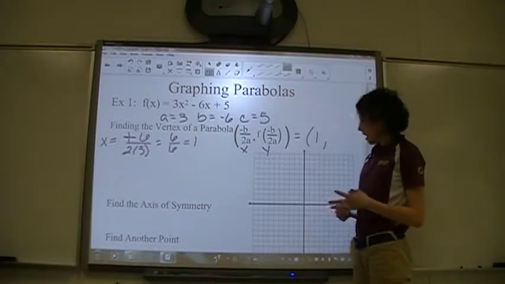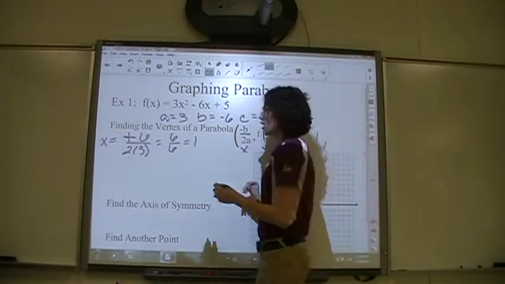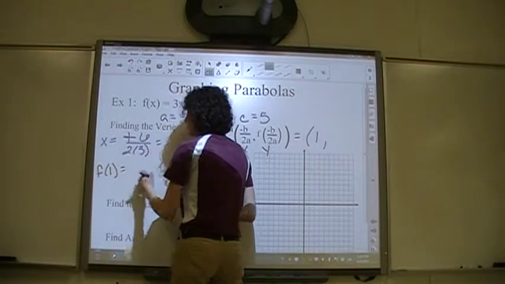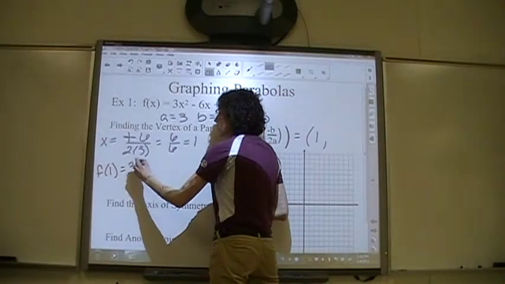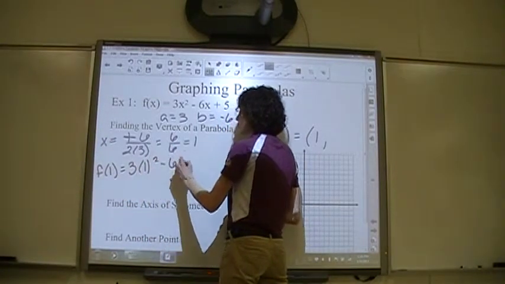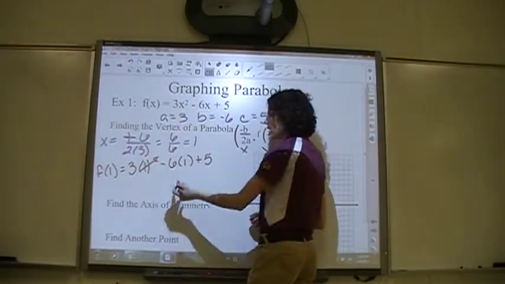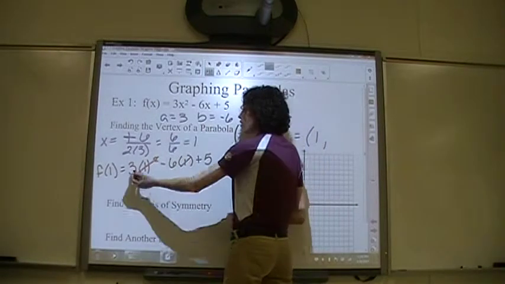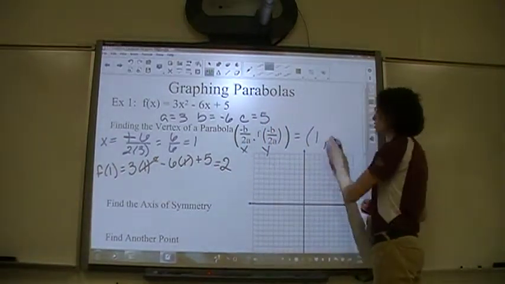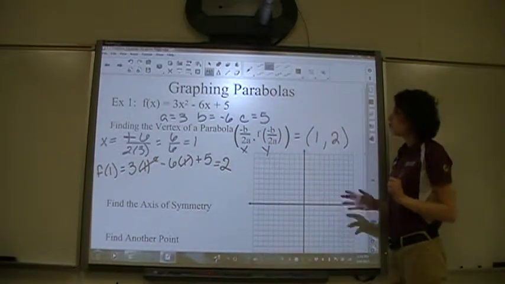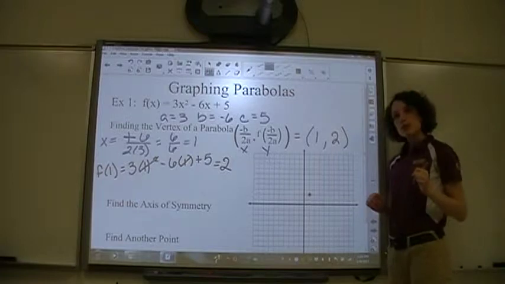Now to be able to find our y-coordinate, you actually have to do f of whatever you found as your x-coordinate. So we want to find f of 1. That means I'm going to take 1 and plug it into my equation. So 3 times 1 squared minus 6 times 1 plus 5. The 3 times 1 squared is just going to give me 3, and the 6 times 1 is just going to give me negative 6. So 3 minus 6 gives me negative 3, plus 5 will give me 2. So that means that my y-coordinate is 2. So I want you to graph the point (1, 2), which is going to be over 1, up 2. So there is my vertex.